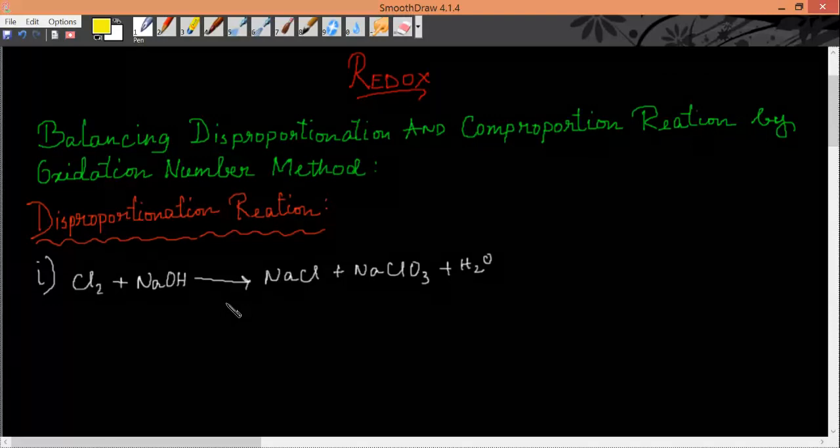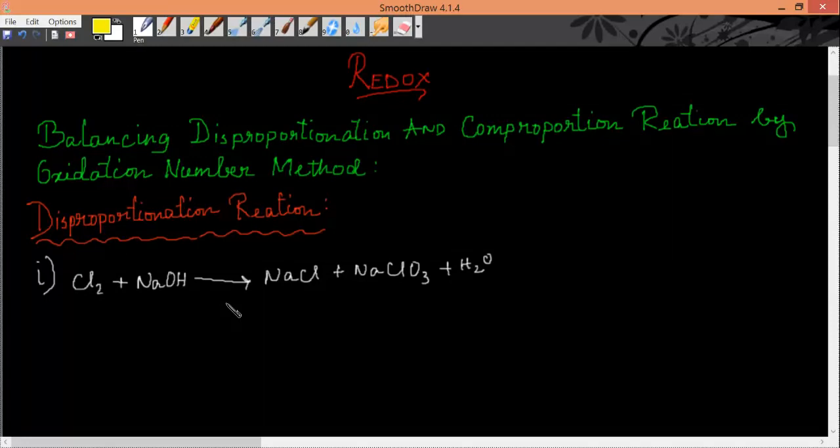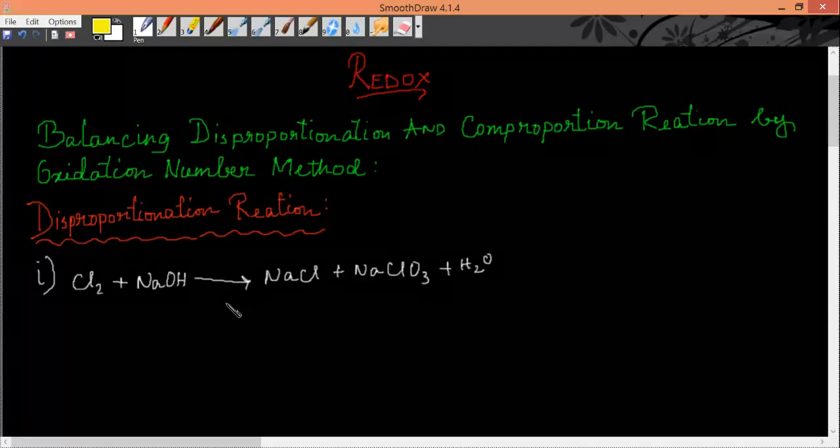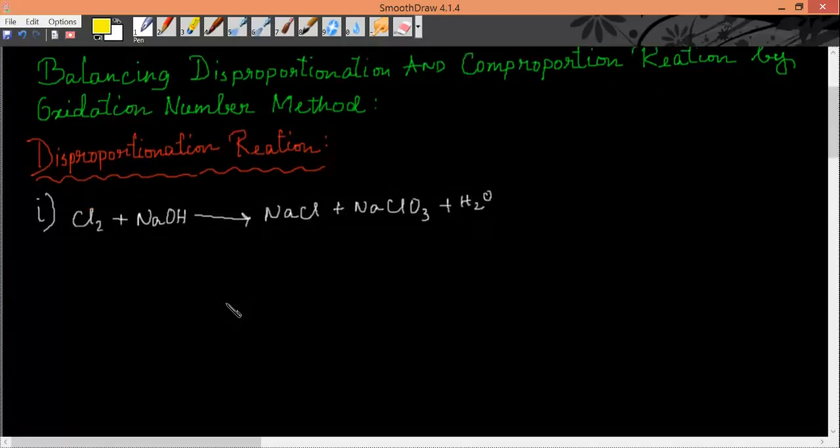Now, what is a comproportionation reaction? It is just the reverse of a disproportionation reaction. In a comproportionation reaction, two substances containing a particular atom, one is oxidized and the other is reduced, to give a single product containing that atom. Okay. Now, how to balance these types of reactions?